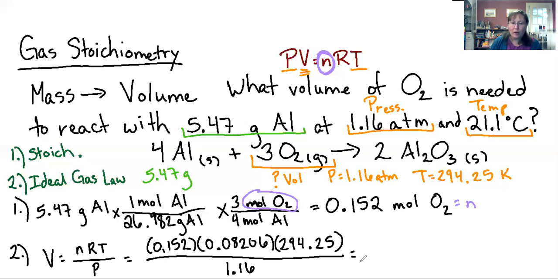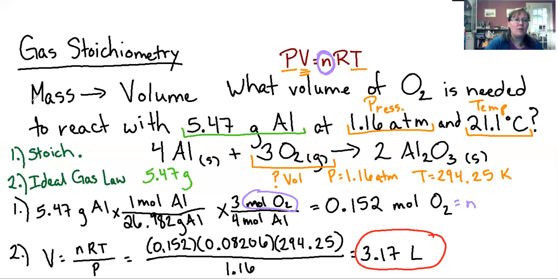So 1.152 times 0.08206 times 294.25 divided by 1.16. I can have 3 significant figures, and so this becomes 3.17 liters. Okay, and that's my final answer.